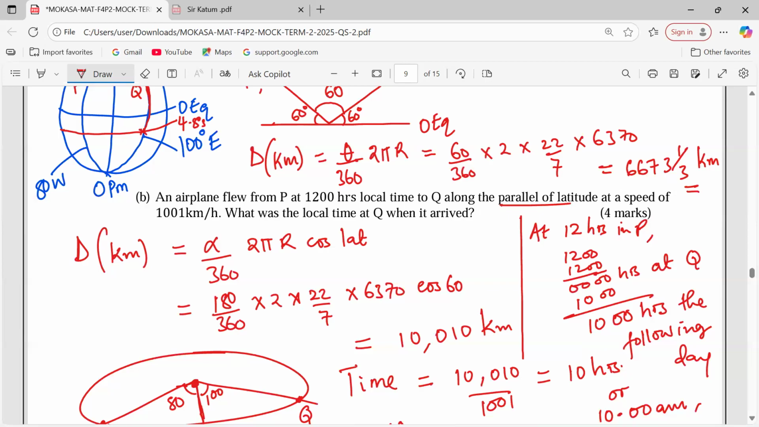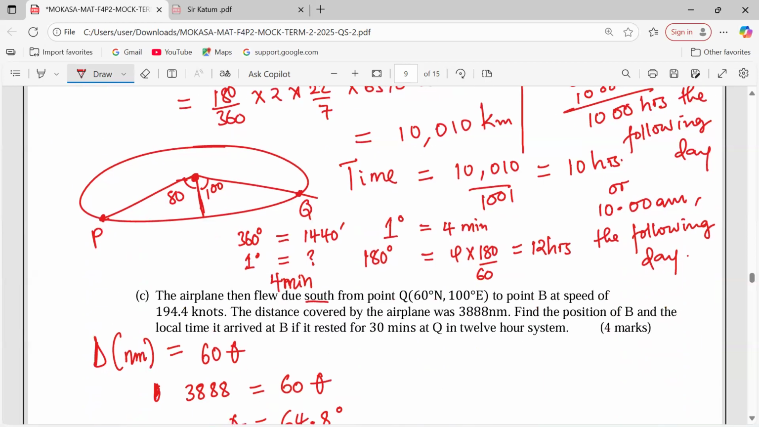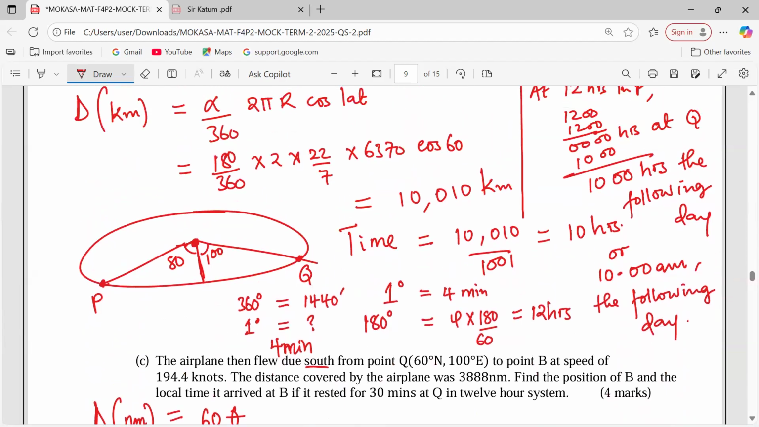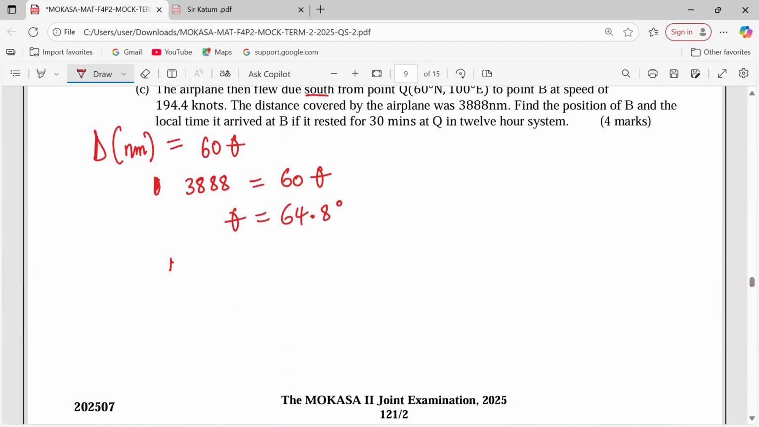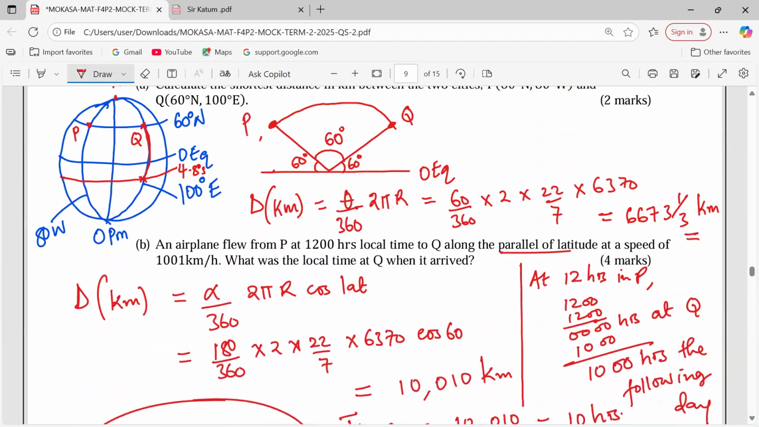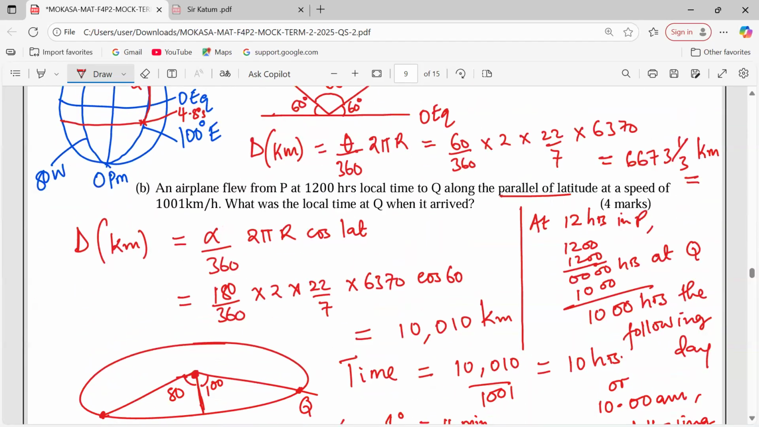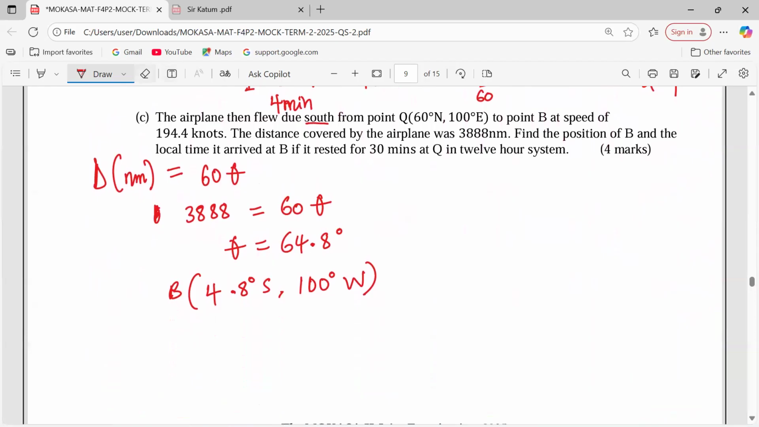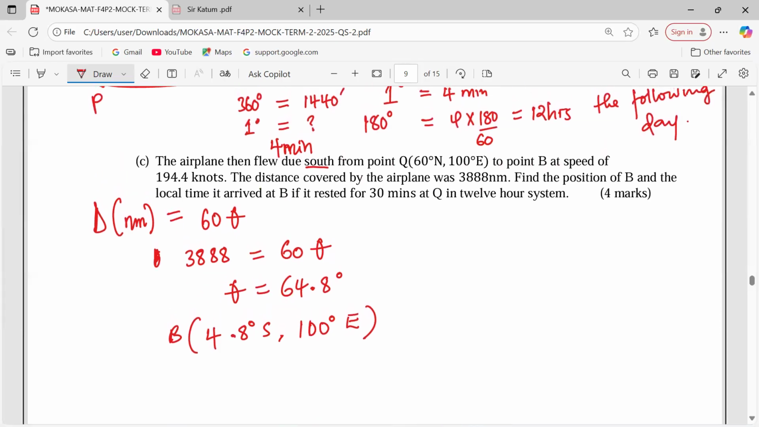Therefore, this other point, which is point B, is going to be 4.8 degrees in the south, 100 degrees in the west. Is it 100 in the west? No, we are in the east. 100 in the east. So you see, we now have the position of B.